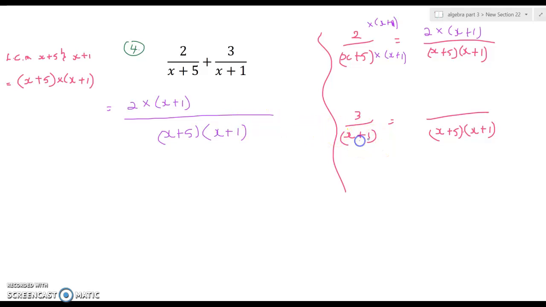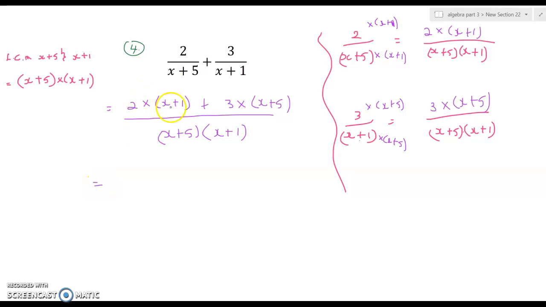Because we know this is the new denominator for the two fractions. Let's get the next fraction now. X plus 1 times x plus 5 will give me that new denominator. So do the same thing at the top. Multiply by x plus 5. So I get 3 times x plus 5. So I have plus 3 times x plus 5, right?